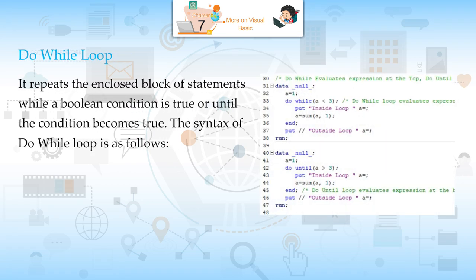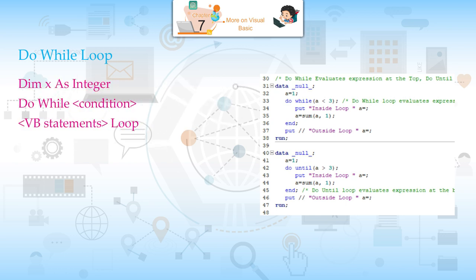Do While loop. It repeats the enclosed block of statements while a Boolean condition is true or until the condition becomes true. The syntax of the Do While loop is as follows. Dim x As Integer, Do While <condition>, <VB statements>, Loop.